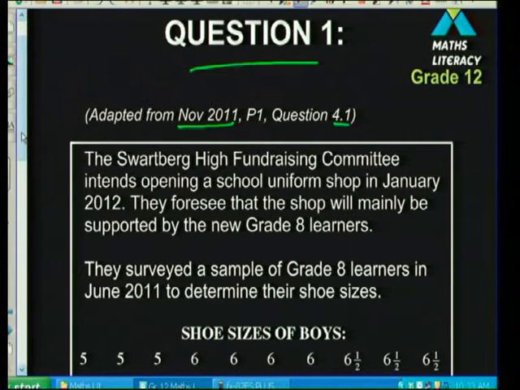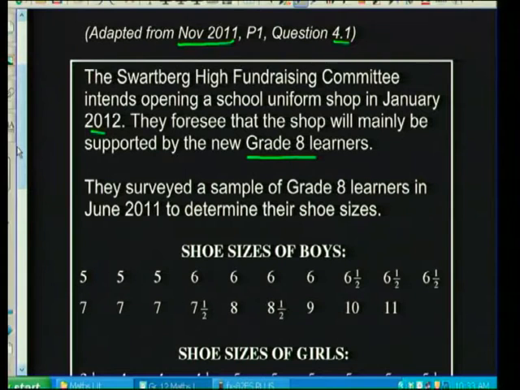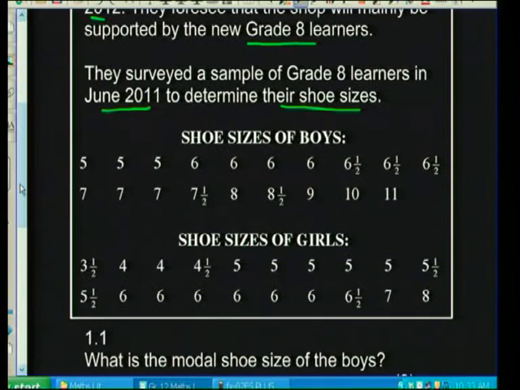The Swartberg Howe Foundation Committee intends opening a school uniform shop in January 2012. They foresee that the shop will mainly be supported by the new grade 8 learners, because clearly the other learners have all got uniforms. They survey a sample of grade 8 learners in June of 2011 to determine their shoe sizes. And then we're looking at shoe sizes of boys. We've got 5s, 6s, 6.5, 7s.